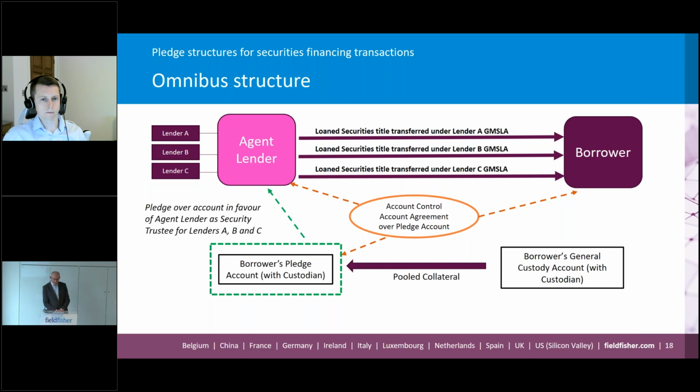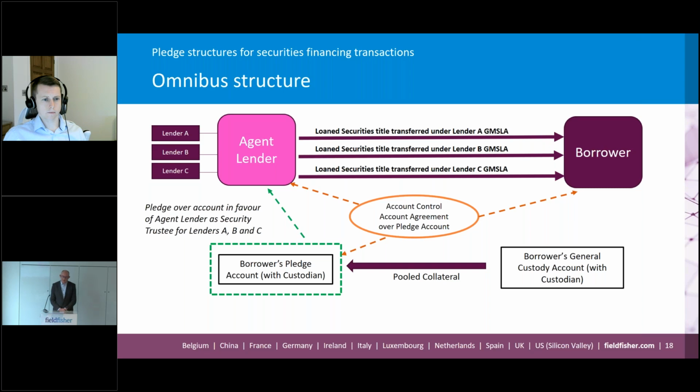However, with an omnibus structure, you would effectively be allocating the proceeds of the collateral on a net basis across all lenders. So although the agent would be liable if overall there was still a shortfall, the risk for the agent will obviously be a lot less in running it in that situation.